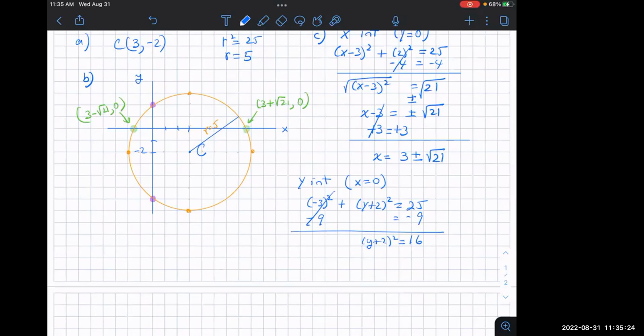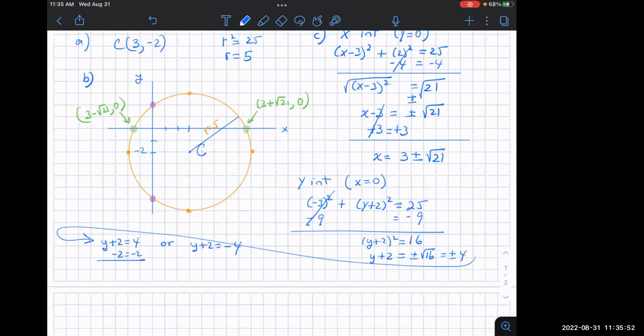So isolate the y, take the square root. That would be plus or minus square root of 16, which is plus or minus 4. So we have y plus 2 equals 4, or y plus 2 equals negative 4. So we get two simple linear equations. Isolate the variable again. So y equals 2. And the other one, subtract the 2 on both sides, so y equals negative 6.